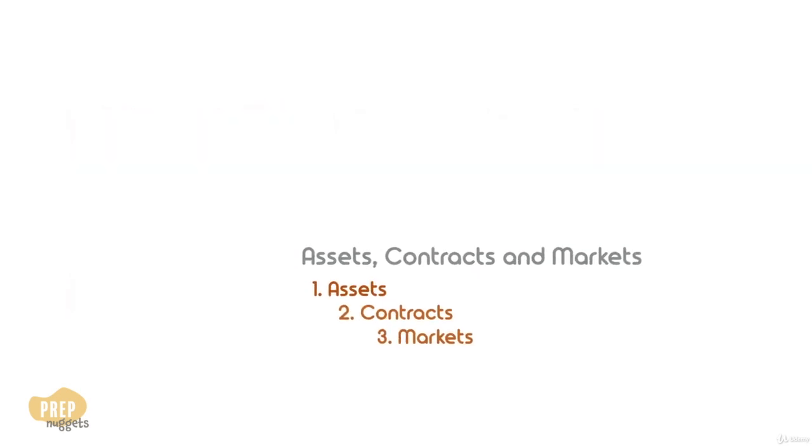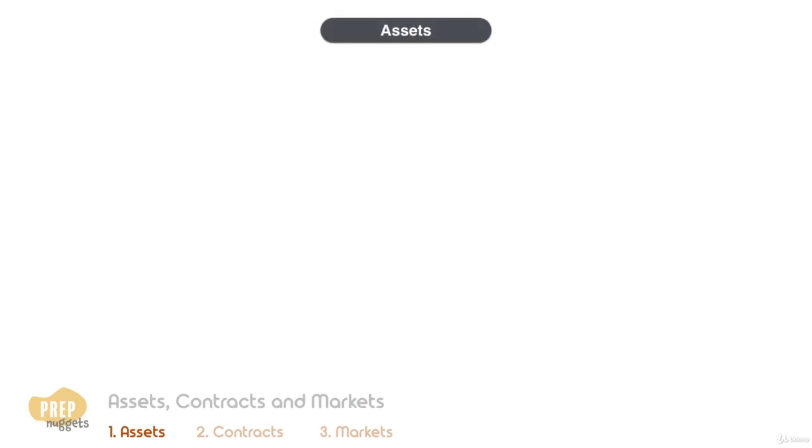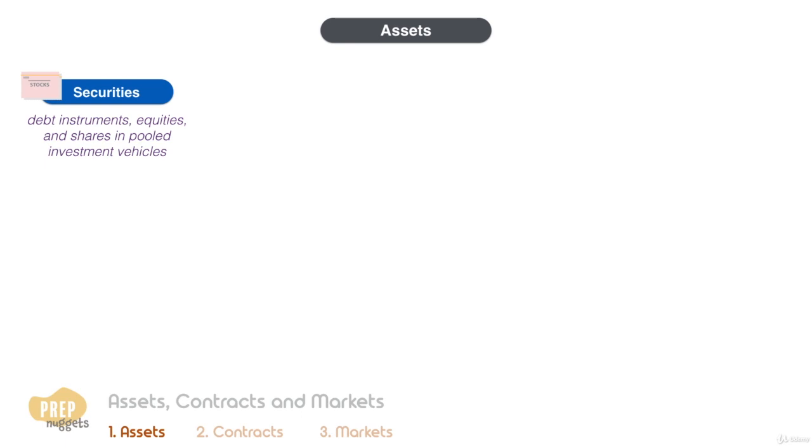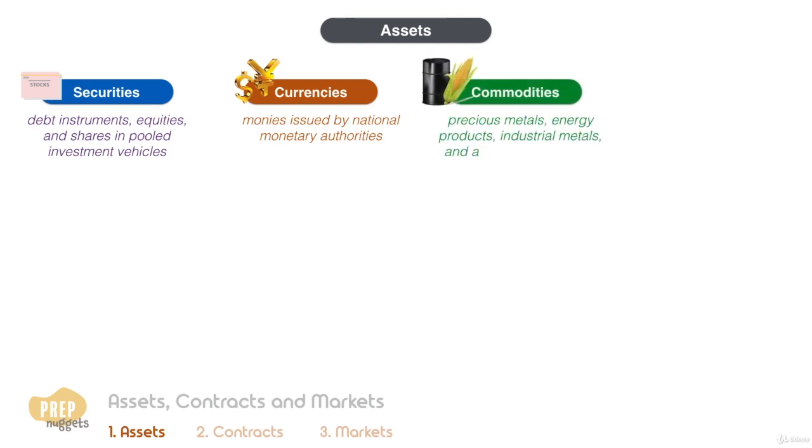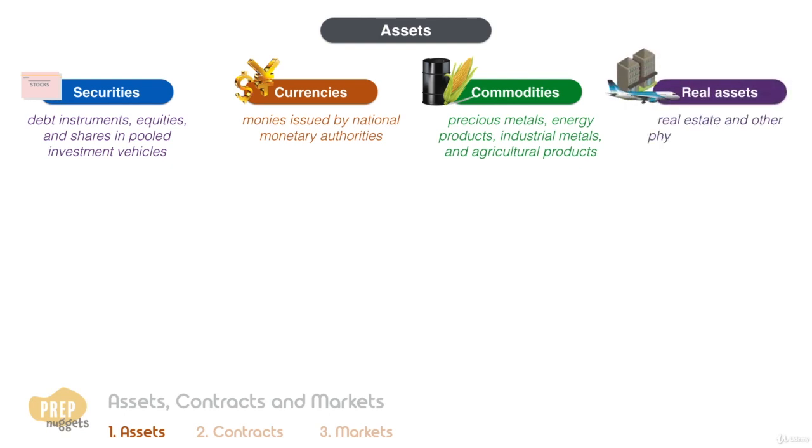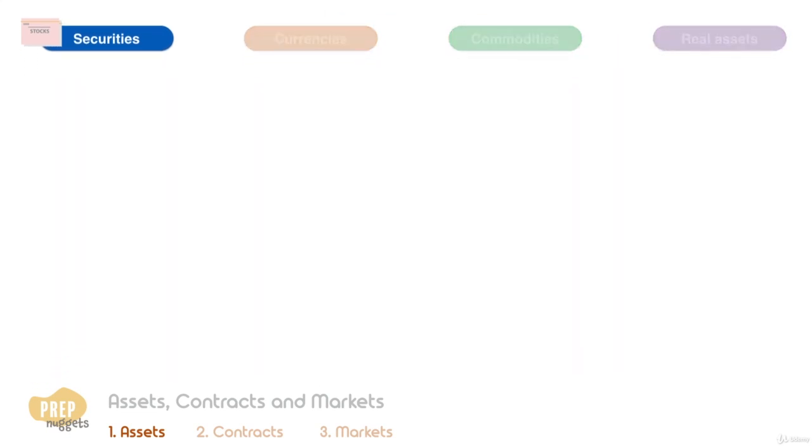Let's dive right in. Some of the most commonly traded assets include securities, which generally include debt instruments, equities, and shares in pooled investment vehicles. Currencies, which are monies issued by national monetary authorities. Commodities, like precious metals, energy products, industrial metals, and agricultural products. Real assets, which include real estate and other physical assets of value like airplanes or machinery. Let's have a quick introduction to each of them.